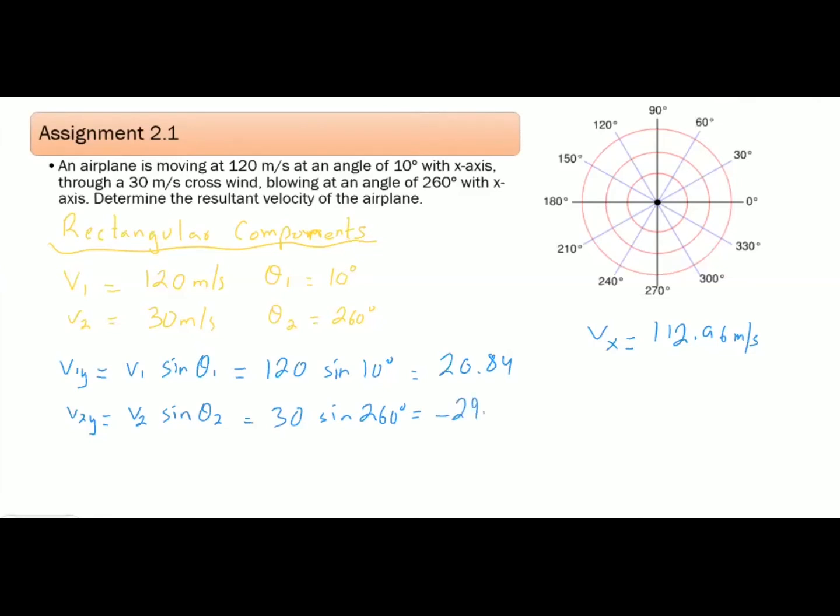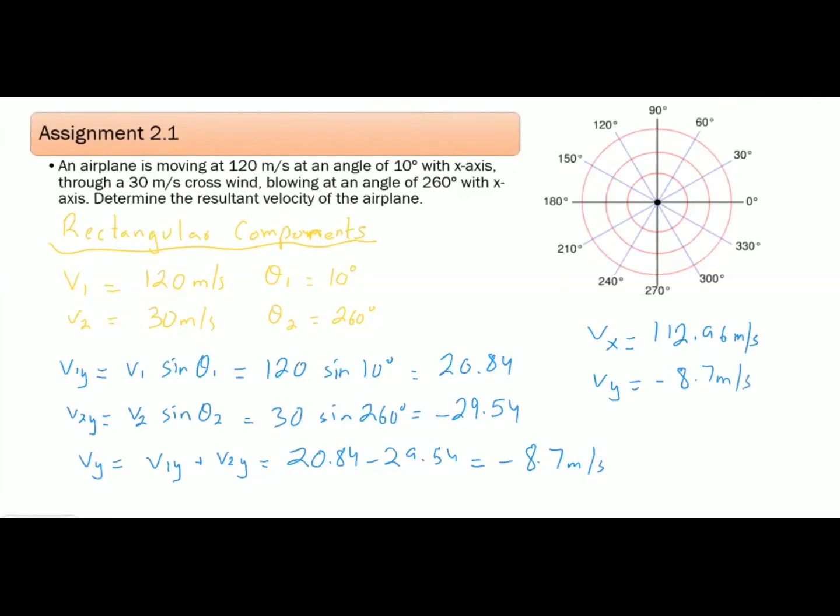So Vy will be equal to V1y plus V2y. It means we have to add their values: 20.84 minus 29.54, and we get Vy as minus 8.7 meters per second. So the x component of this resultant velocity vector is positive, while the y component is negative, and it comes out to be 8.7 meters per second.